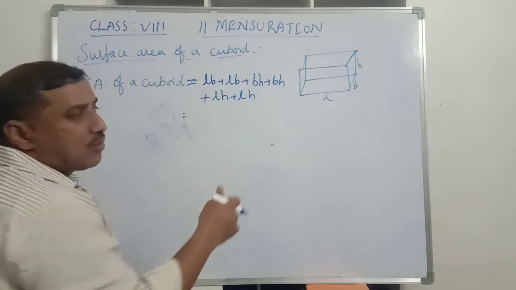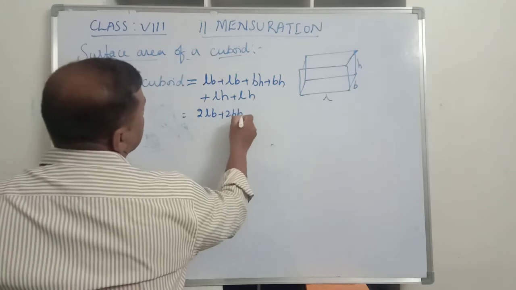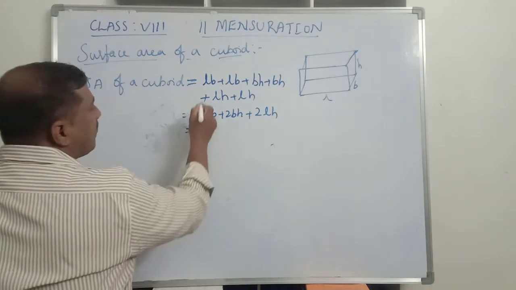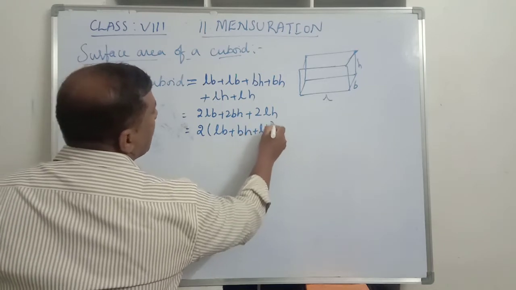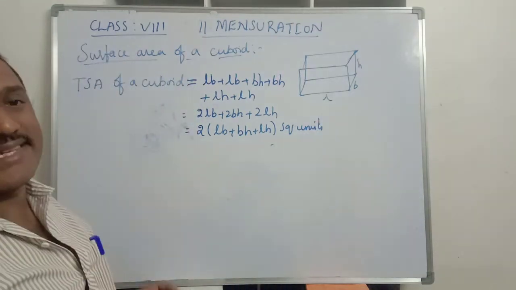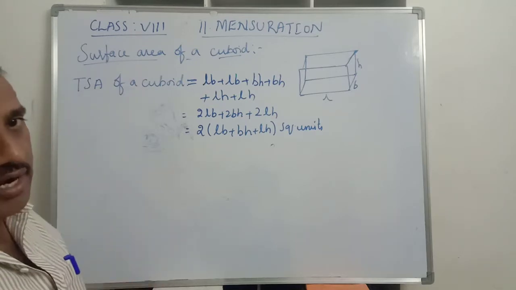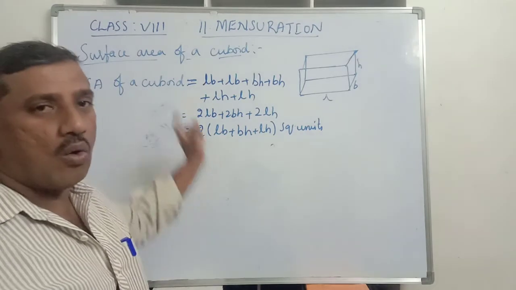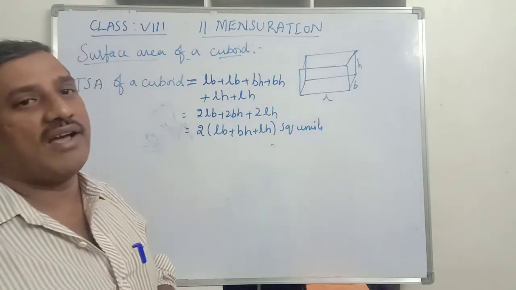Now if you observe, we have LB plus LB, it is 2LB, plus 2BH plus 2LH. Or take 2 common, then we get 2 into LB plus BH plus LH square units. So this is the formula to calculate TSA, the total surface area, or simply the surface area of a cuboid, which is equal to the sum of the areas of the 6 surfaces, that is 2 into L into B plus B into H plus L into H square units.